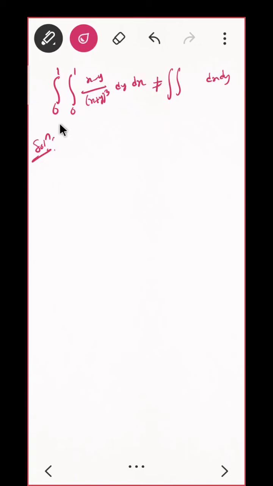Solution. What can you say about this function? Let f of xy equal to this function, x minus y upon x plus y the whole cube. First thing is that this is bounded over 0 to 1, 0 to 1, because we need to find the integration over that only. Bounded on this, say E, 0 1 cross 0 1.